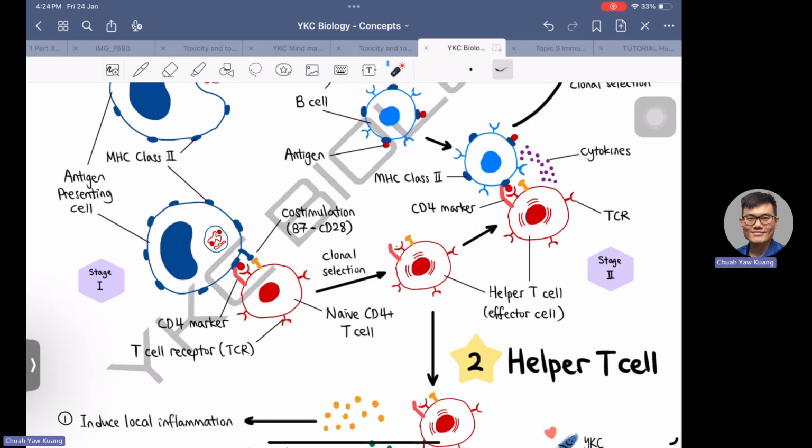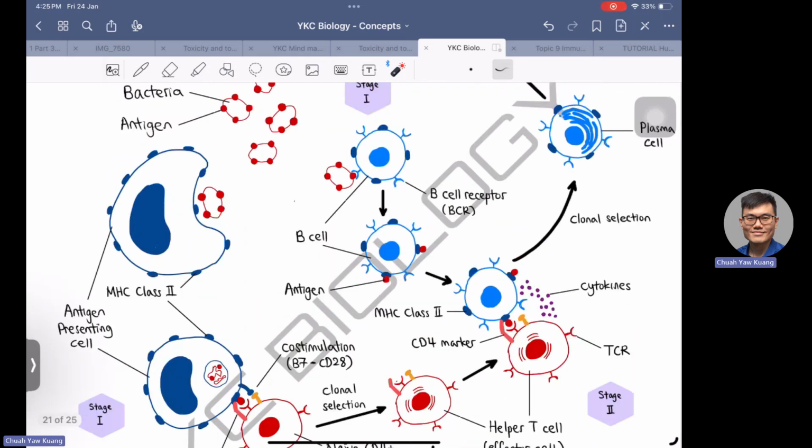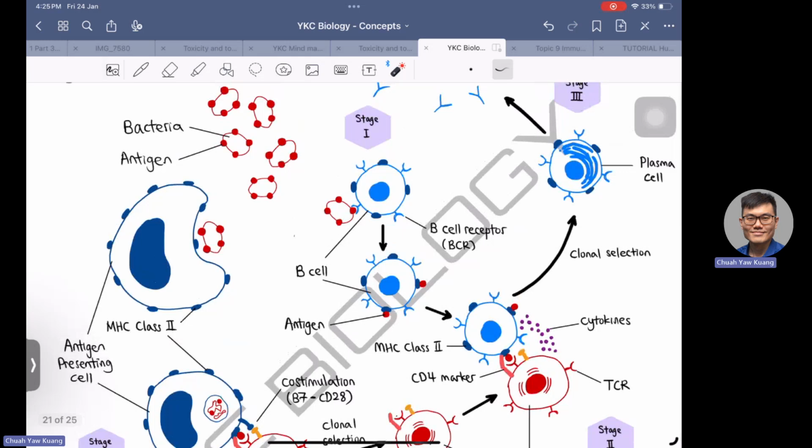The clonal selection is going to produce the memory helper T cell and also the effector helper T cell. The effector cell will be the one that is going to activate the B cell later. Before entering stage 2, now we will look at the second part of stage 1, which is the B cell.